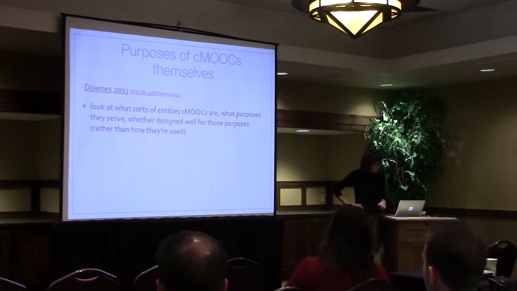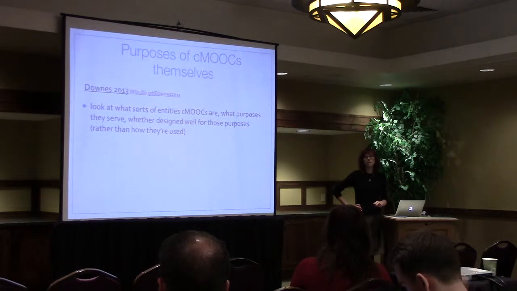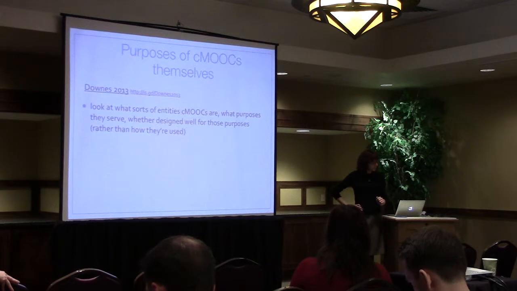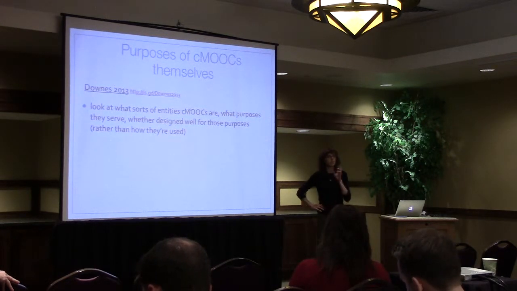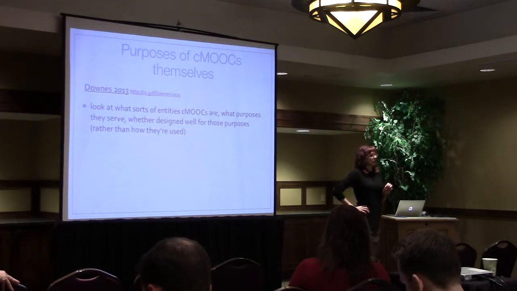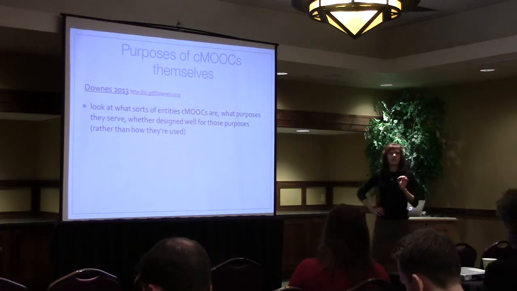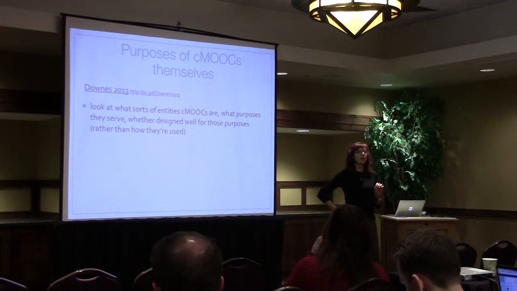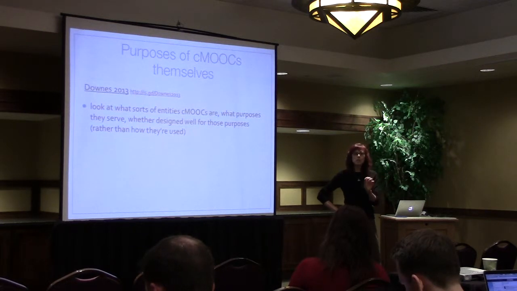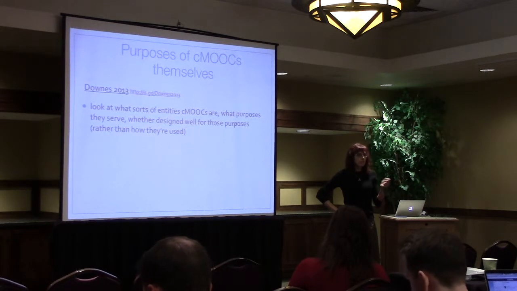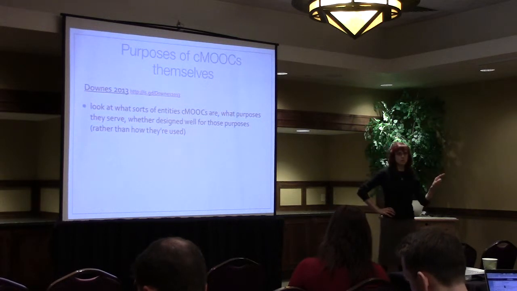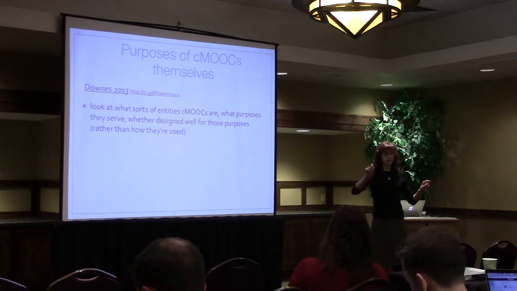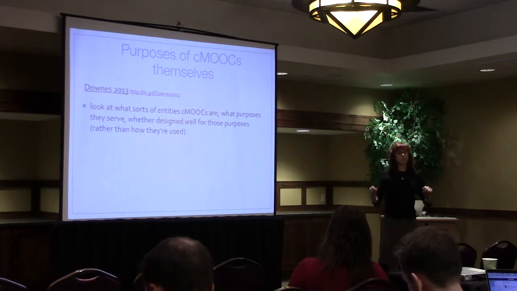Stephen Downes in May wrote something on the FCAL blog about evaluating the quality of MOOCs. And he said, let's look at what sorts of entities cMOOCs are and what sorts of purposes they ought to serve. Kind of like, he compared them to a hammer. So a hammer is a particular kind of entity with a particular sort of purpose, and people may use it for all kinds of things. But what doesn't matter is how people use it. What matters is its design, and is it designed to fulfill the right purpose.